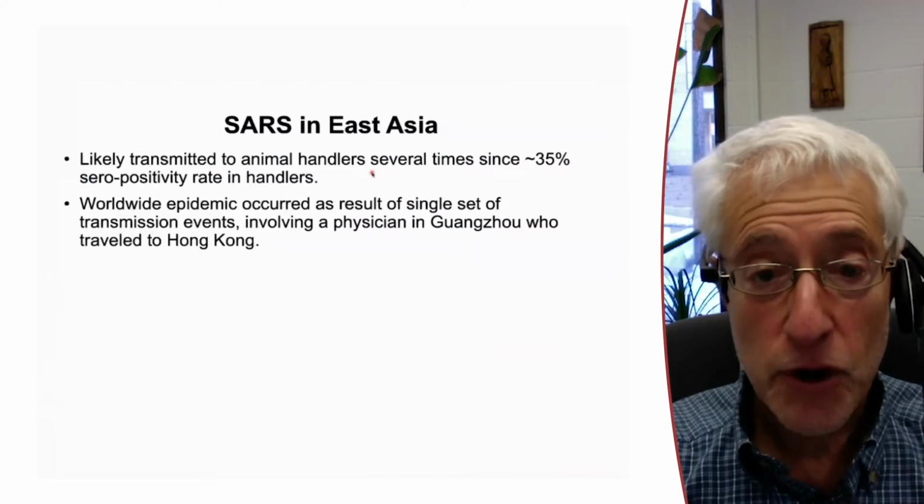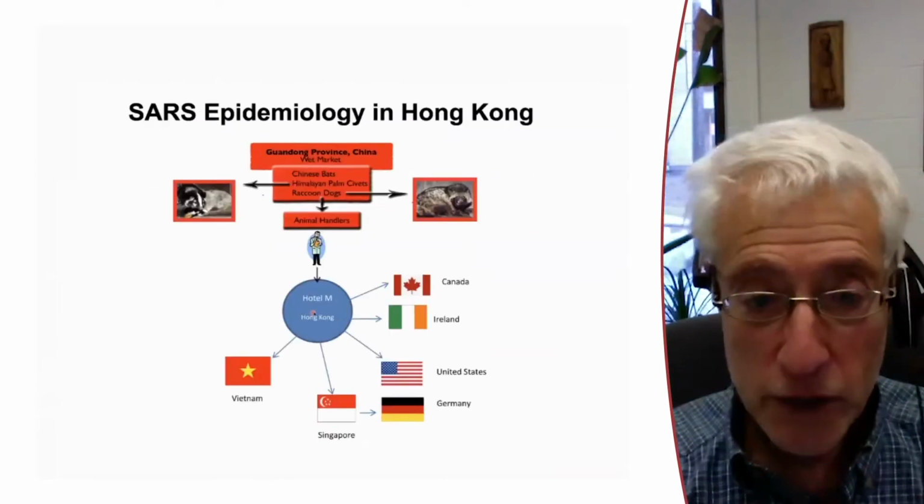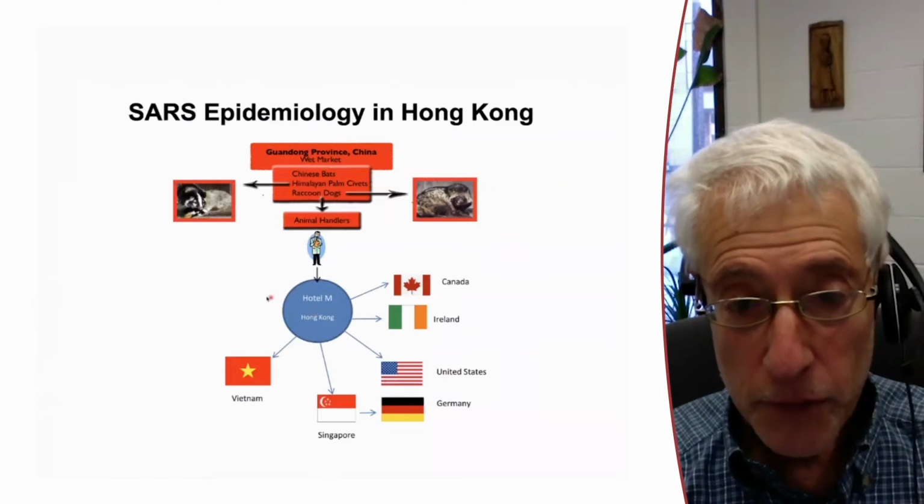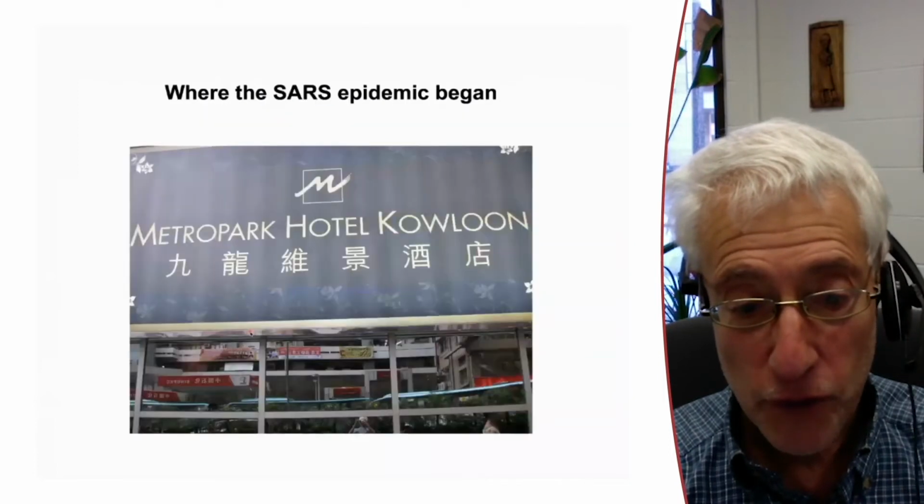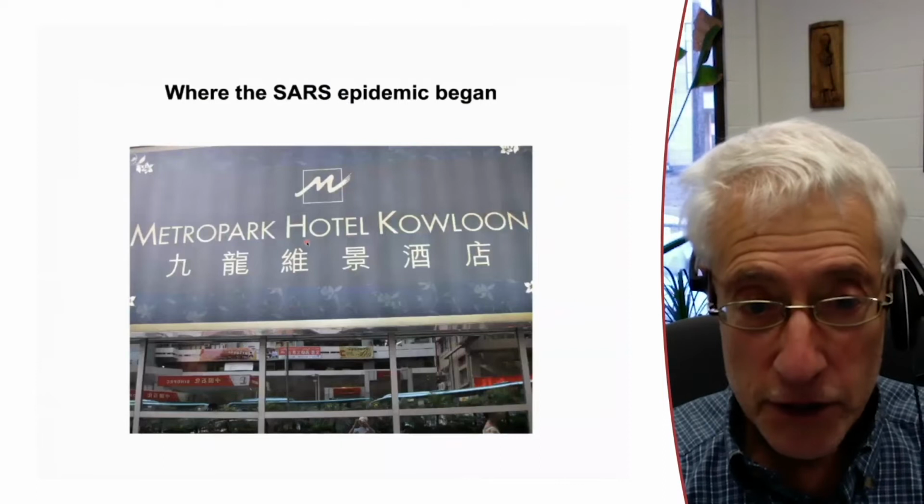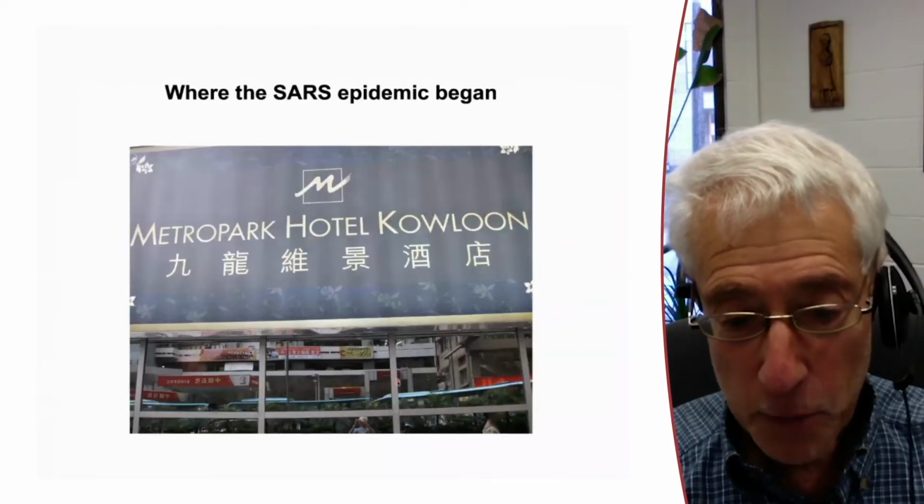He took care of an animal handler. He became ill. Instead of going home to bed, he went to Hotel M in Hong Kong to his nephew's wedding, became very ill, and infected everyone else on the same floor, the 9th floor of the hotel, which is here. This is a hotel, Metro Park Hotel Kowloon, and there's me taking a picture of it.